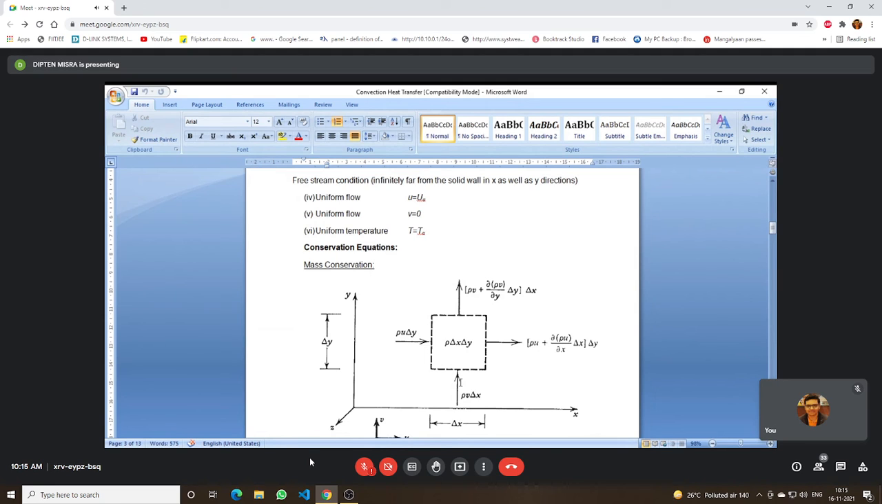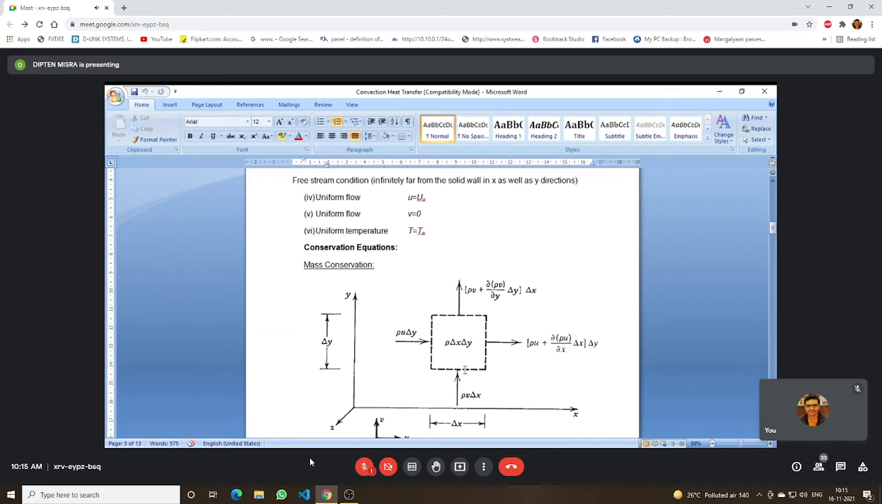Okay, so when we are deriving this equation, we consider that density is also not constant. So not only is u changing with x and y, v is changing with x and y, density is also changing with x and y. So what is the density into velocity? Here it was rho v. Here it is rho v plus del y of rho v into delta y.